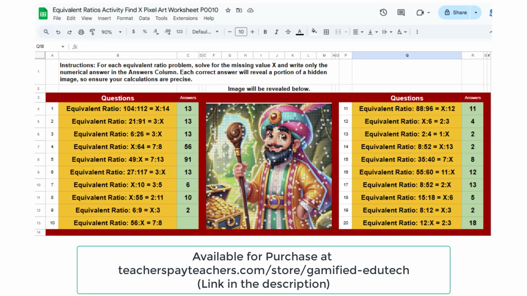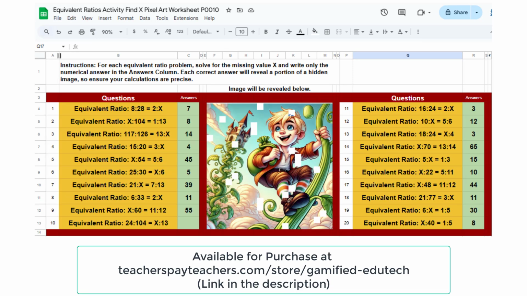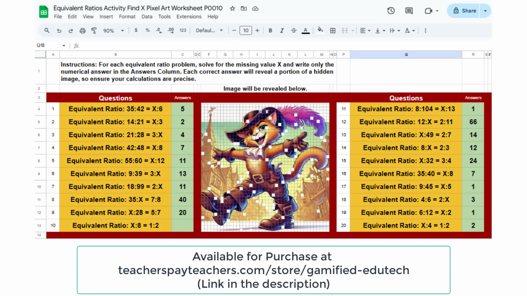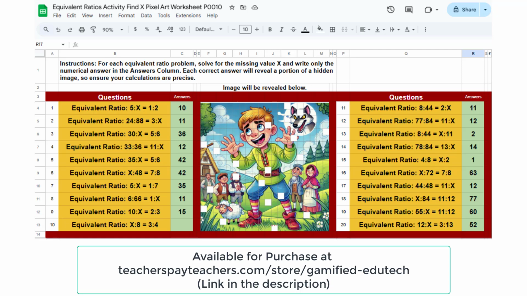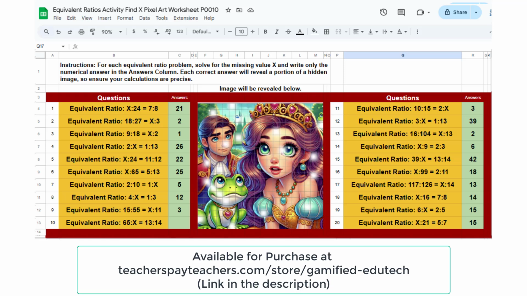Next, equivalent ratios activity, find X. Another 5 worksheets to practice finding equivalent ratios. Students will be thrilled to uncover images inspired by the classic tales: Alibaba, Jack and the Beanstalk, The Boy Who Cried Wolf, to name a few.